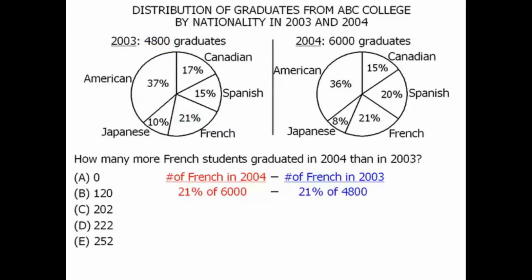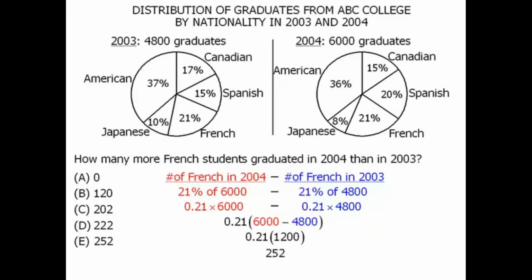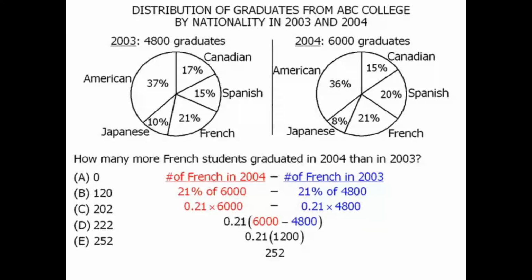At this point, we can take 21% of 6,000 and rewrite it as 0.21 times 6,000. And on the right-hand side, we can rewrite 21% of 4,800 as 0.21 times 4,800. At this point, we can save ourselves a little bit of time if we recognize that we have 0.21 in both of our products. As such, we can factor out 0.21 to get the following. From here, the information in the brackets can be simplified to be 1,200, and 0.21 times 1,200 is equal to 252. So our answer is E.